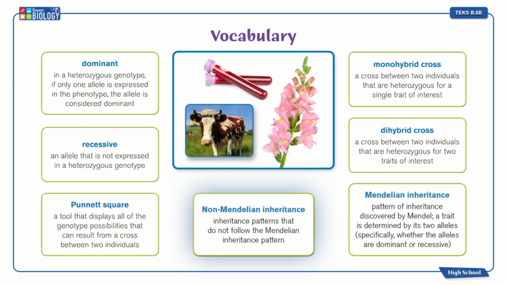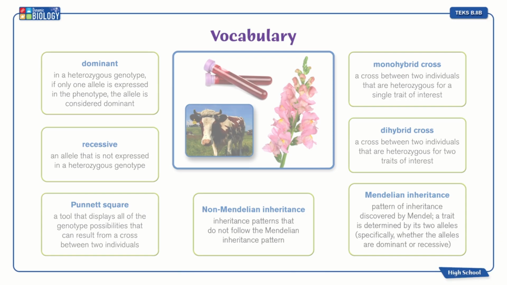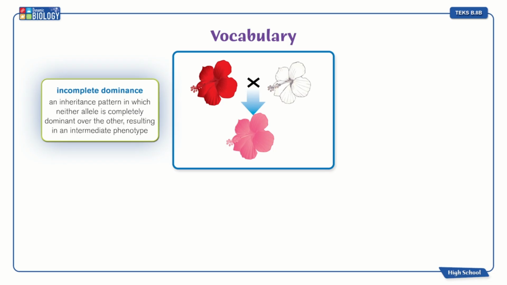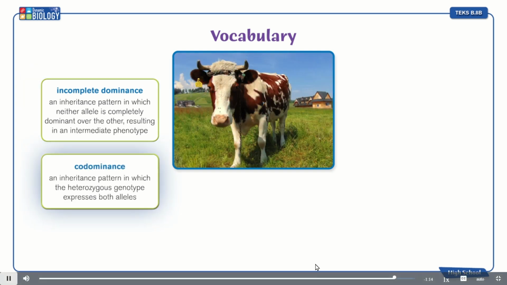Non-Mendelian inheritance refers to inheritance patterns that do not follow the Mendelian inheritance pattern. Incomplete dominance, for example. Incomplete dominance is an inheritance pattern in which neither allele is completely dominant over the other, resulting in an intermediate phenotype. Codominance is an inheritance pattern in which the heterozygous genotype expresses both alleles.